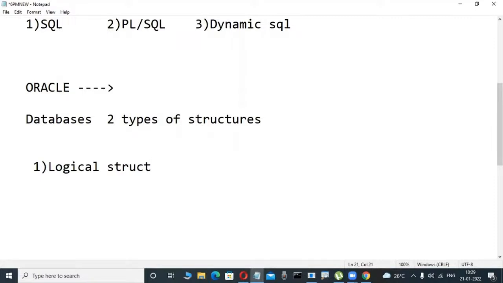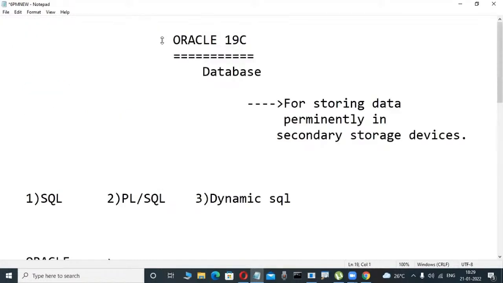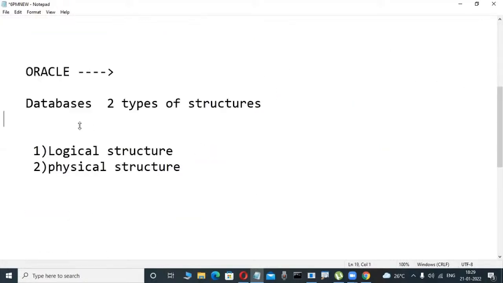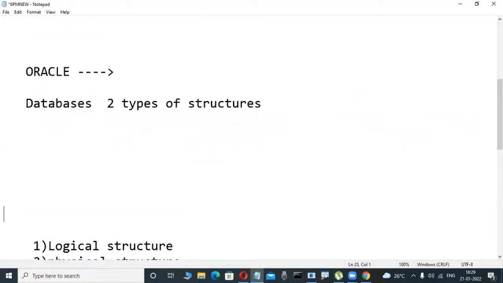Here, one is logical structure. Another one is physical structure. Before we tell what the logical and physical structure is in every type of database software, let's look at the database definition. In the books, many people write it like this. Today at least you will understand.